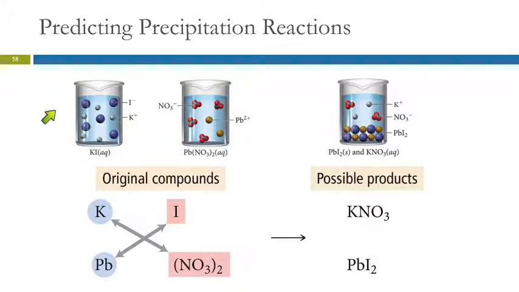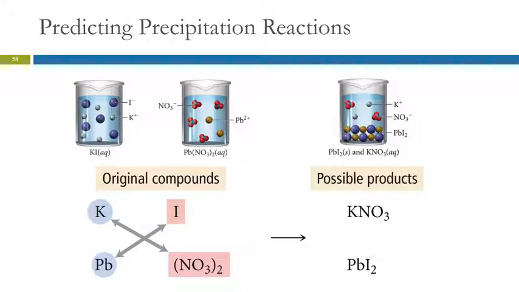So our original solutions here, we had potassium and iodide. We have lead and nitrate. Lead and iodide did not form a solid because they're not that attracted to each other. We can look at the solubility rules.